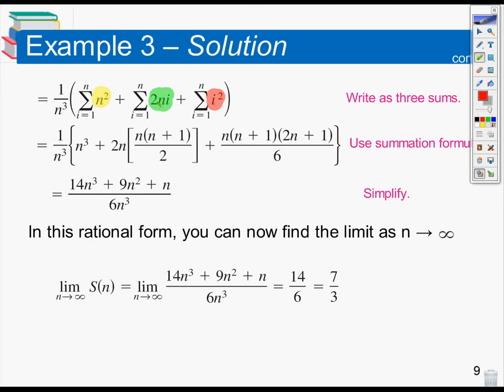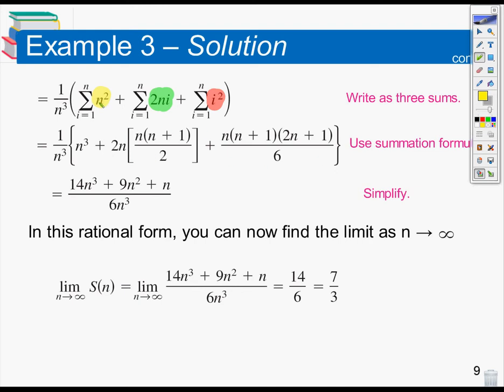I have the summation of 2n, which is a constant, times I. The summation of I, I can deal with that. And the summation of n squared. N squared is a constant, so I can deal with that. Okay? So now let's run back and see how this somehow turns into this long mess.